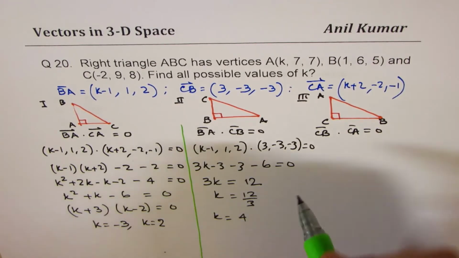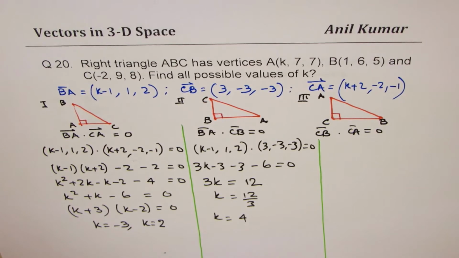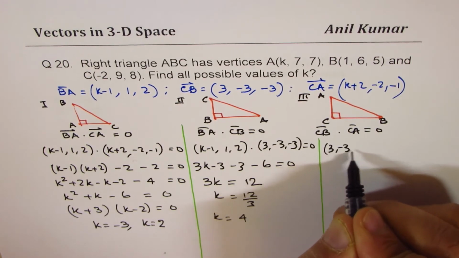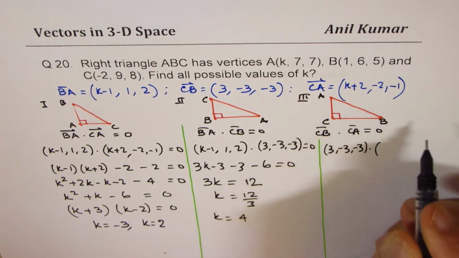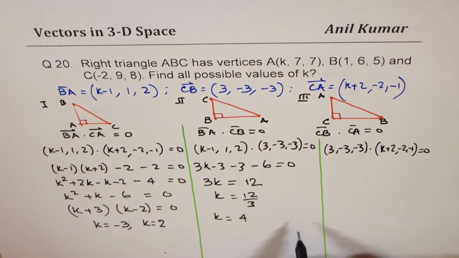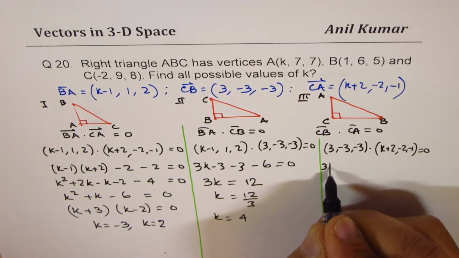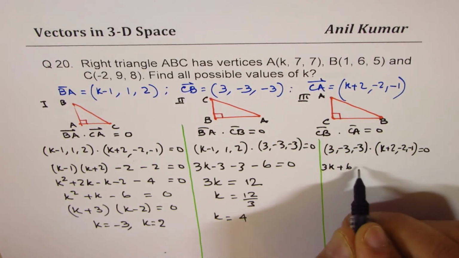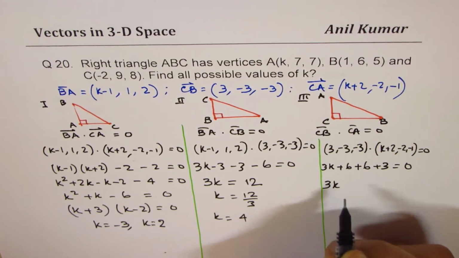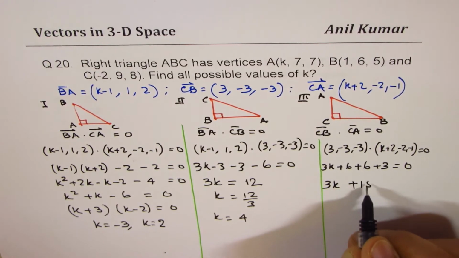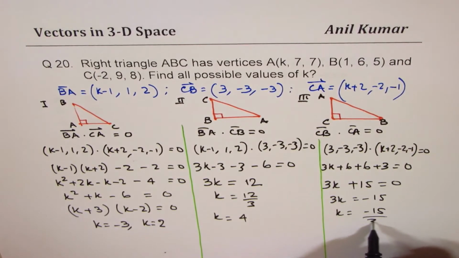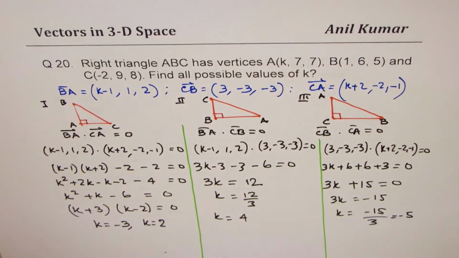Okay, so let's move on and do the third case, which is CB dot CA. CB is (3, minus 3, minus 3) dot CA, which is (k plus 2, minus 2, minus 1), equals 0, correct? So let's multiply. So 3 times k plus 6, minus and minus makes it plus 6, minus and minus makes it plus 3, equals 0. So we have 3k, 6, 6, 12 plus 3, 15 equals 0. 3k equals minus 15, or k equals minus 15 by 3. So we get k equals minus 5.